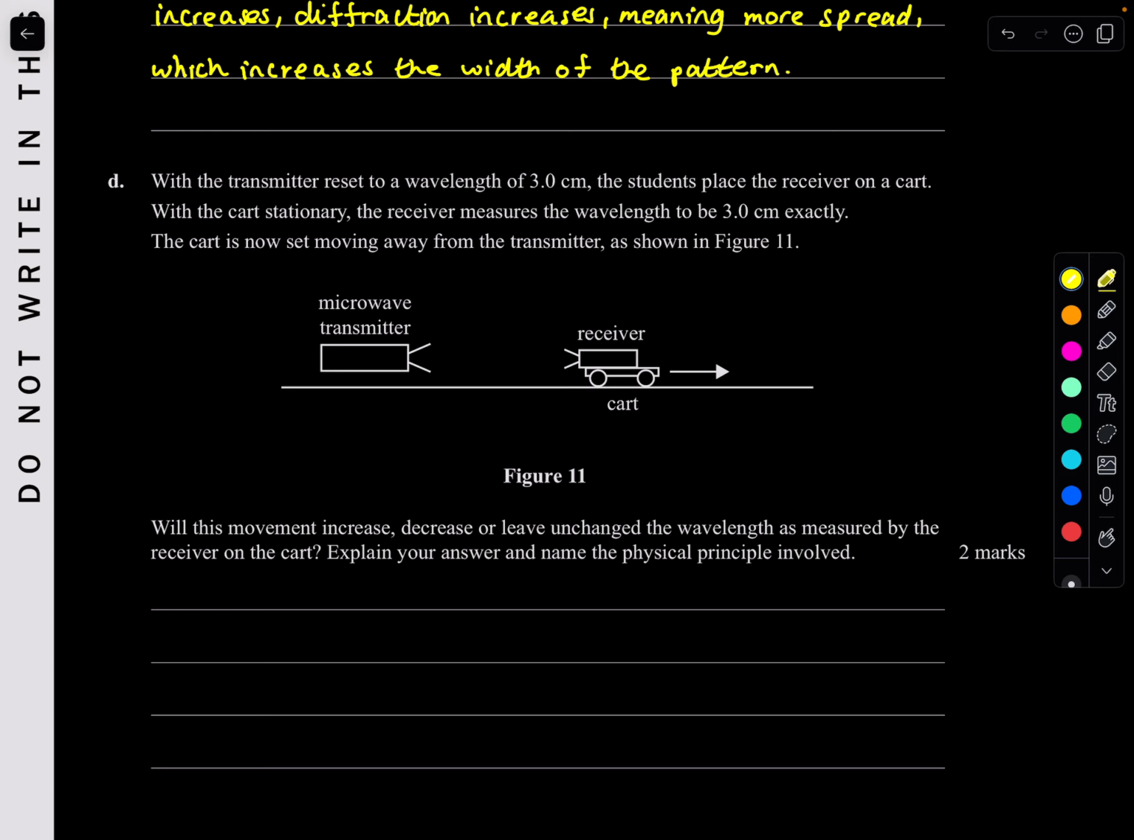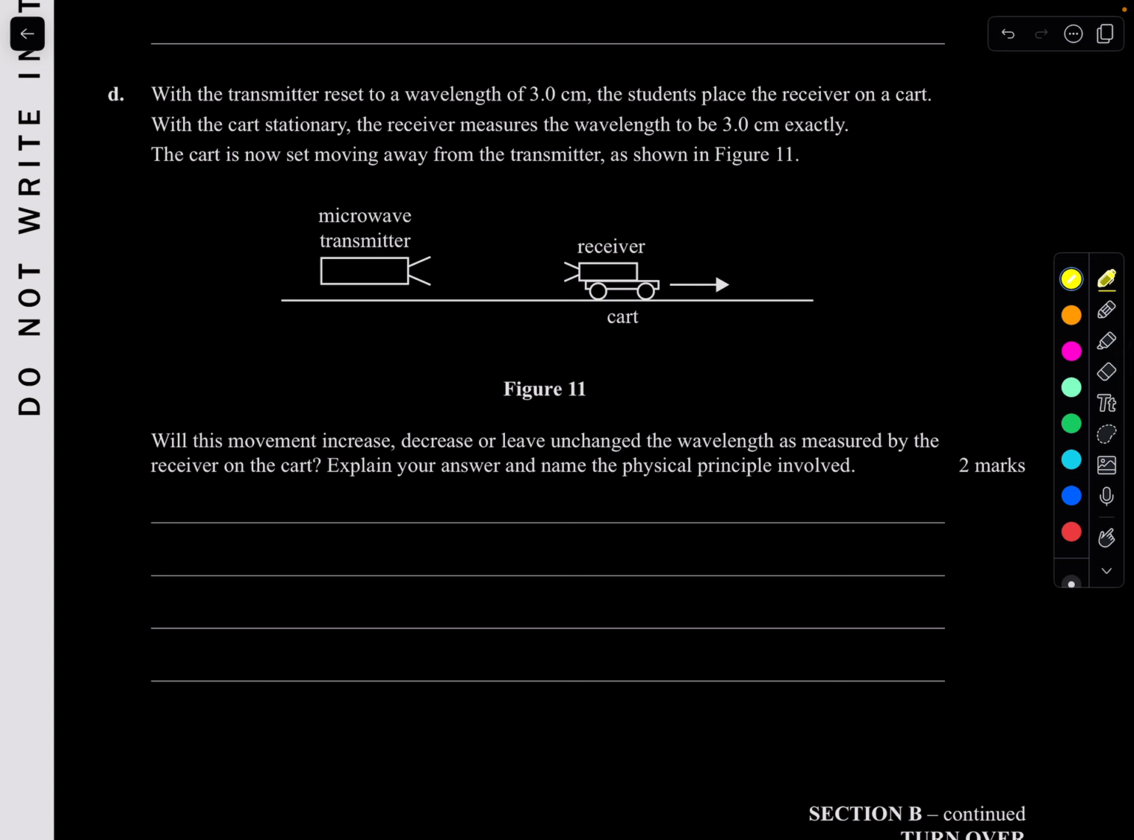Now, if you don't realize what's happening, this is the principle of the Doppler effect. I think a lot of students don't understand what's happening, so I want to try to draw the diagram and explain how to do it. This is an example of the Doppler effect, and we're going to understand what happens to the wavelength received when the car moves away.